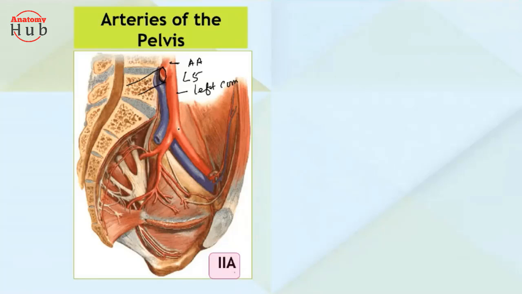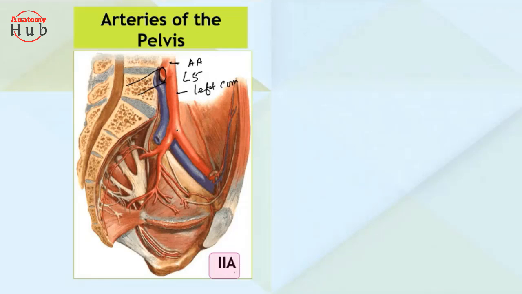That's why if any dislocation or any fracture is there at the level of SI joint, right? Then this artery can be compressed or ruptured, so that will cause severe bleeding. So you have to remember the landmark of this common iliac, left common iliac artery.